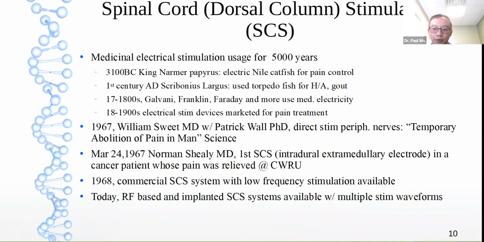which was an intradural extramedullary electrode in a cancer patient, and his pain was relieved. This was done at Case Western Reserve University. In 1968, a commercial spinal cord stimulation system became available using low frequency stimulation. Today, both a wireless radio frequency based spinal cord stimulation system as well as an implanted system are available using multiple stimulation waveforms.